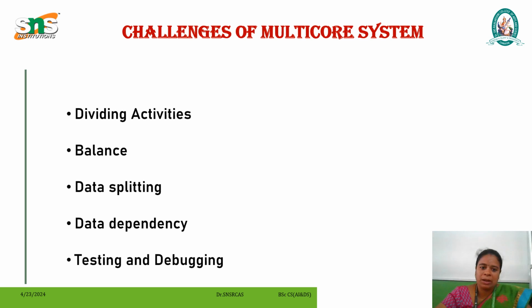Third one, data splitting. Just as the task is divided into smaller subtasks, the data accessed and manipulated by those tasks must also be divided to run on different cores so that data can be easily accessible by each subtask. Next one, data dependencies. Since various subtasks are running on different cores, it may be possible that one subtask depends on the data from another subtask.